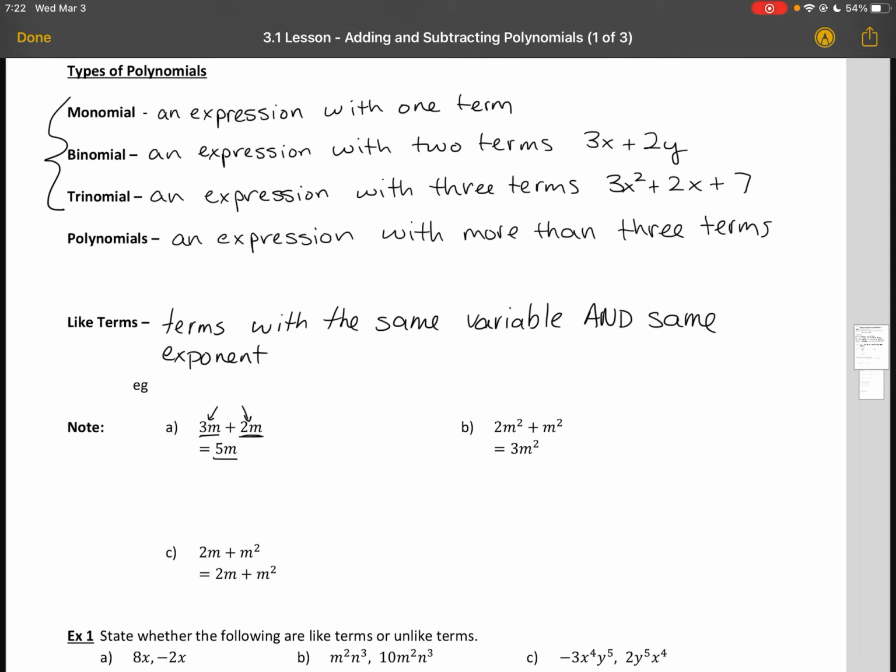In our second example, we have 2m squared plus 1m squared. When we add those together, we have 3m squared. So if the m was apples, the m squared might be bananas. Then we have 2 bananas plus 1 banana equals 3 bananas. In our third example, we have 2m plus m squared. M is an apple. M squared is different because the exponent is different. This would be like a banana. When we add those together, we still have 2 apples and 1 banana. They're not like, you can't combine them.